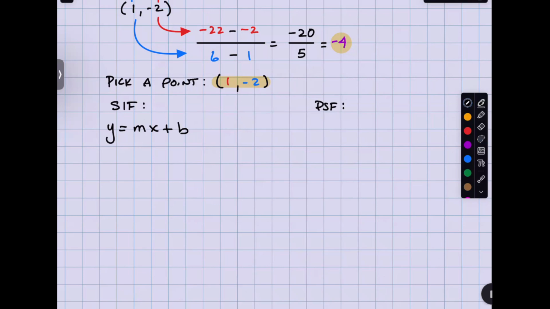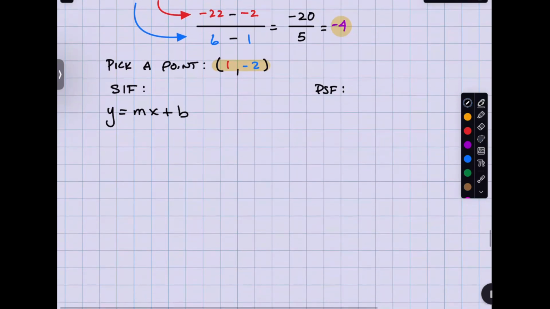Okay. So if we're going to do this, we're going to replace the y value with y. We're going to replace m with -4. We're going to multiply by x and plus b. And x was 1. Awesome. So everybody see where those numbers come from? Okay? Awesome.